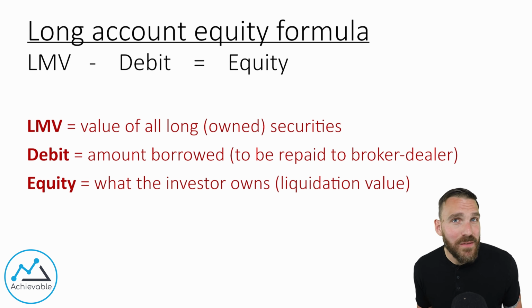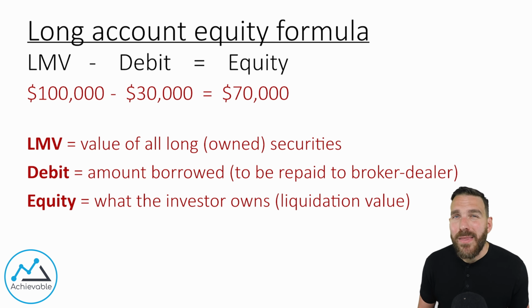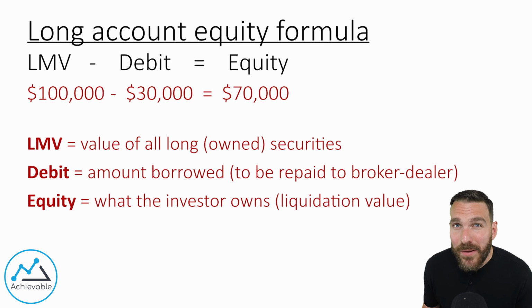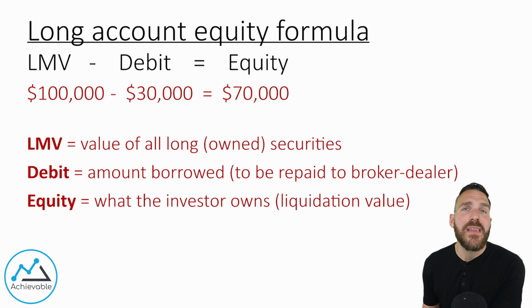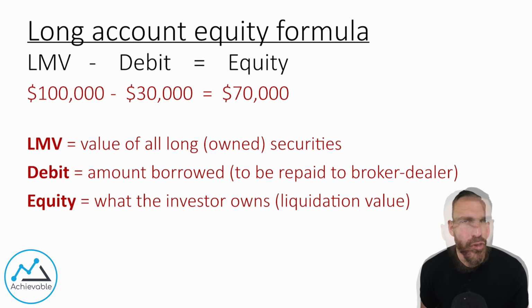So for example, if an investor has a $100,000 market value of securities in their account, but they've borrowed $30,000 from their broker dealer, that'd be their debit balance, their equity would be $70,000. That should make sense if you think about it. If you have a $100,000 account, but you owe $30,000 back to the firm that holds that account for you, you really only own $70,000 of that account.